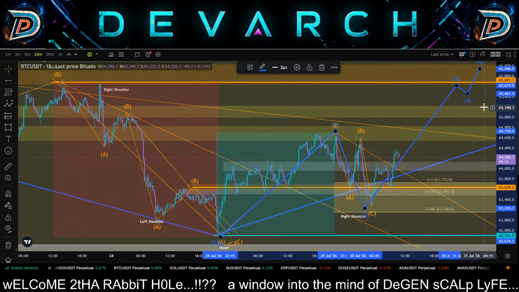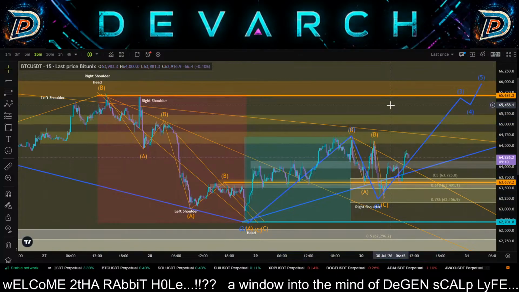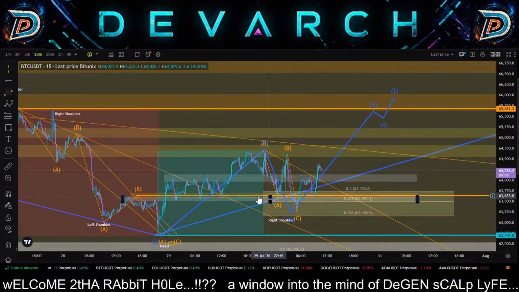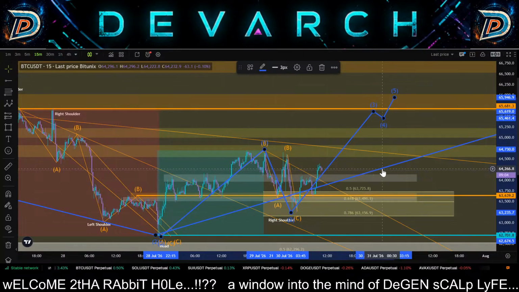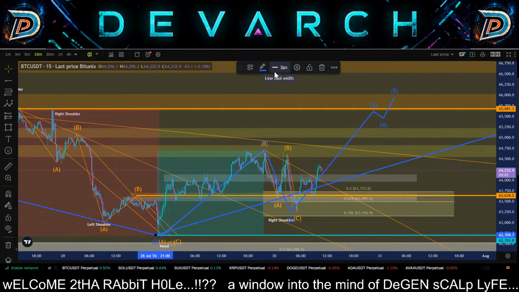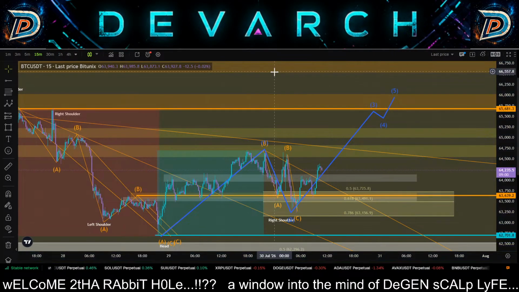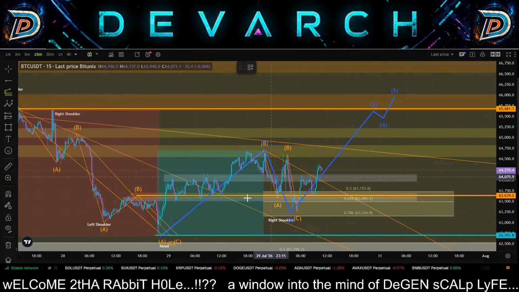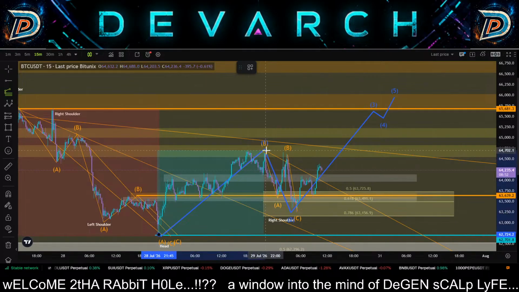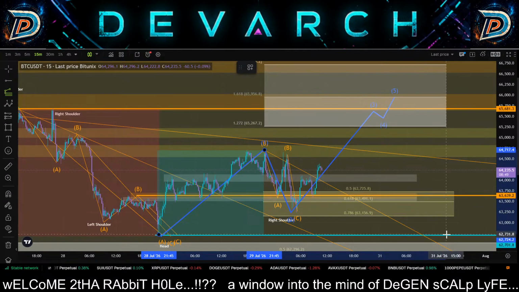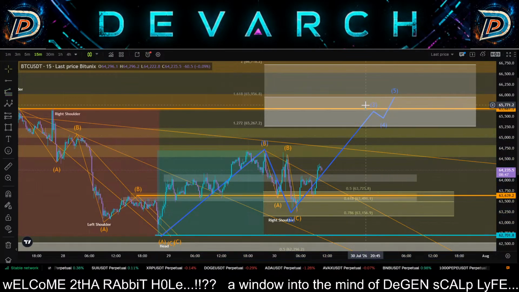Okay, and let's put our projection zone. To make this more clear, this one is not as relevant anymore, so I'm going to get rid of that one. We're going to put our Fibonacci extension tool on the impulse wave to project our wave 3.